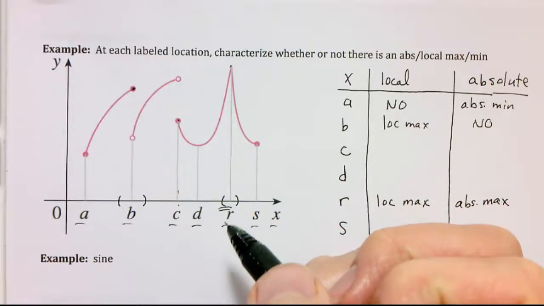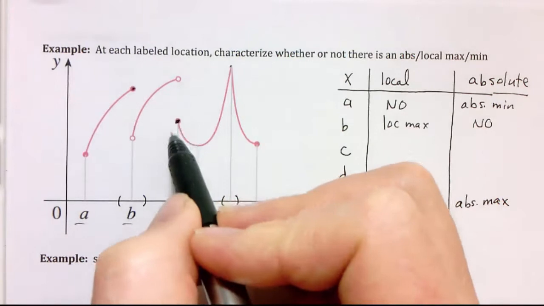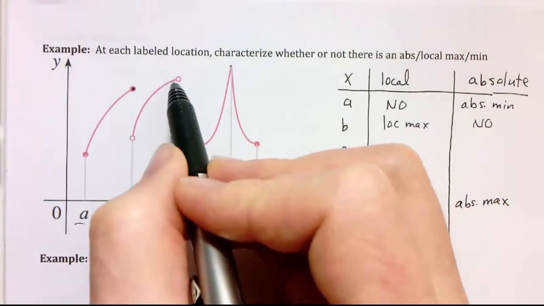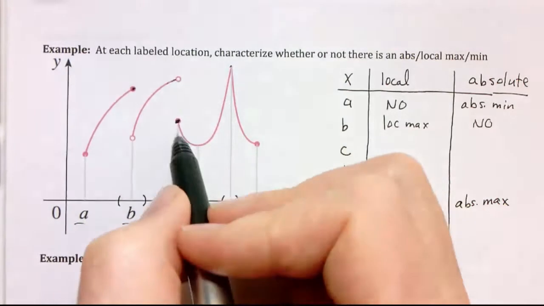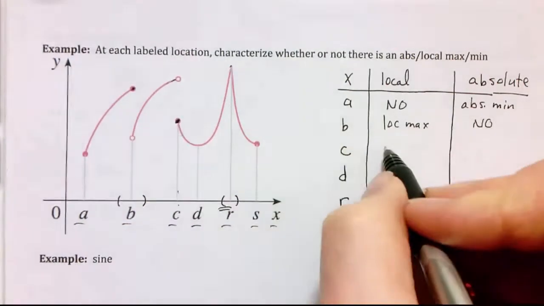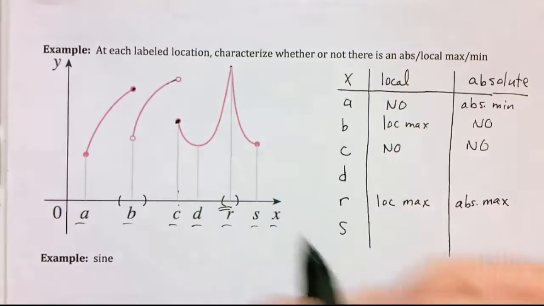What about C? At C, the function value is right here. It's not larger than the neighboring points, because right here there are larger points. It's not smaller than all the neighboring points, so we don't have a local max, and we certainly don't have an absolute max there.